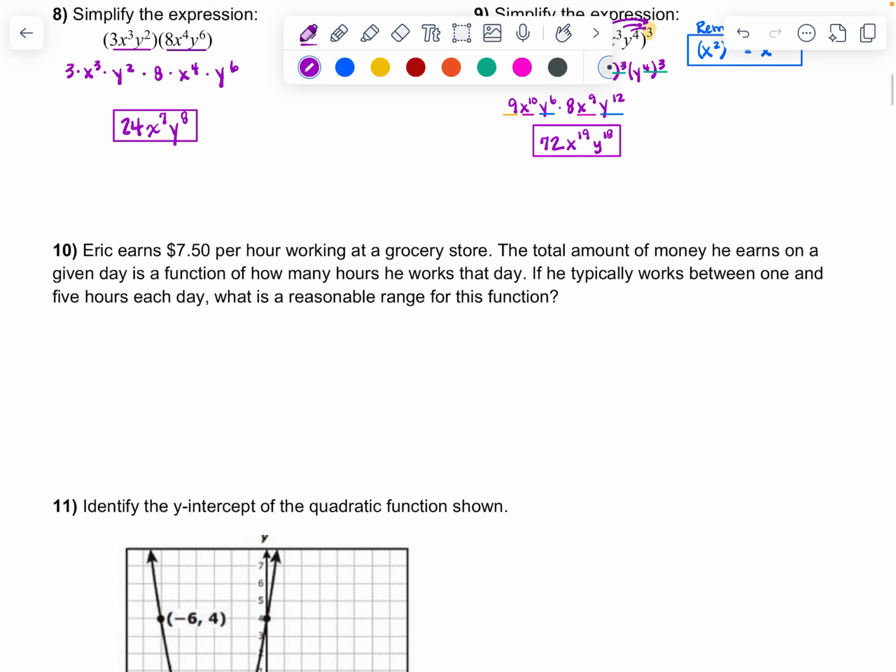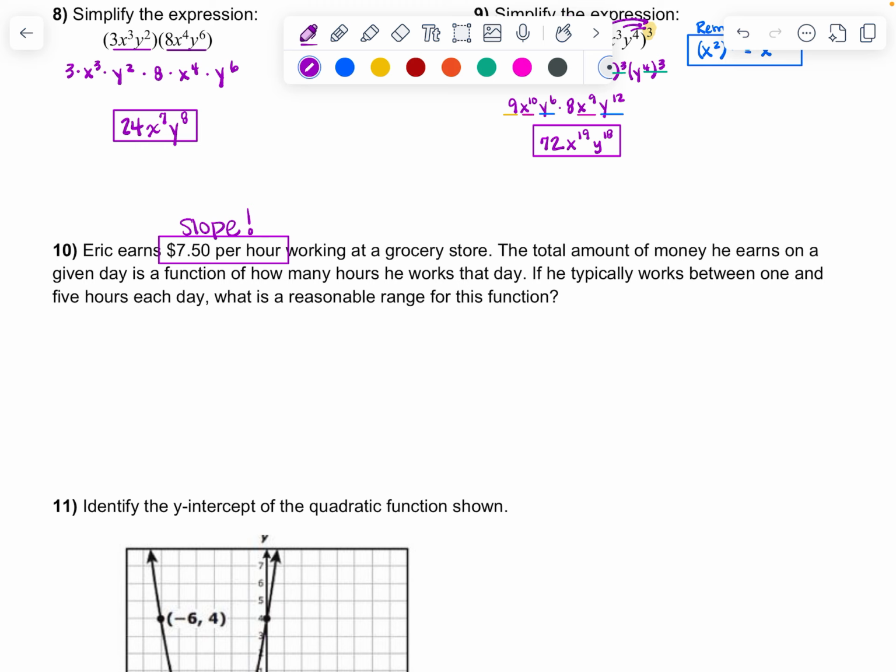All right, moving on. Number 10. This exact question was on one of our tests, so it should sound familiar. Eric earns $7.50 per hour. All right, as soon as you read that, I'm really hoping you are thinking soap, right? Because anytime you see a rate like that, the total amount of money he earns on a given day is a function of how many hours he works. If he typically works between 1 and 5 hours a day, what is a reasonable range for this function?